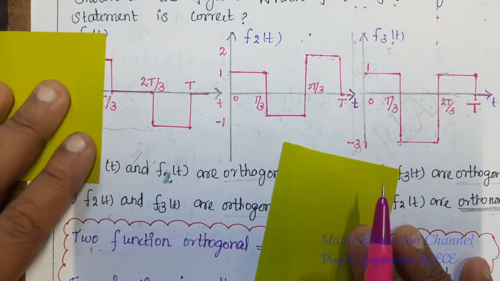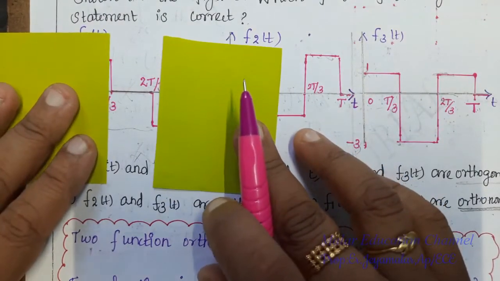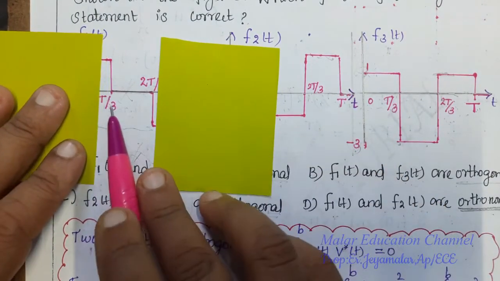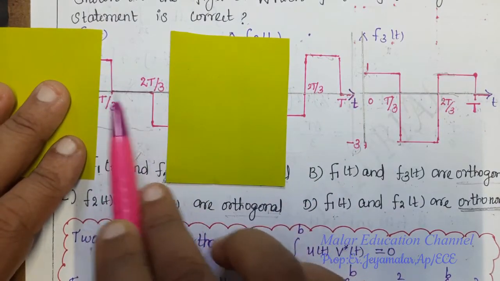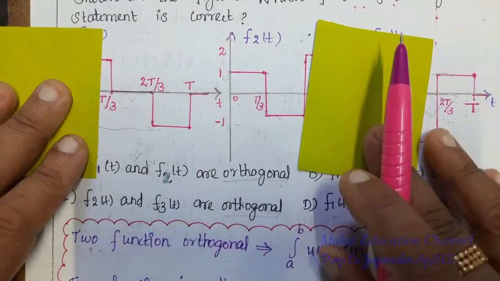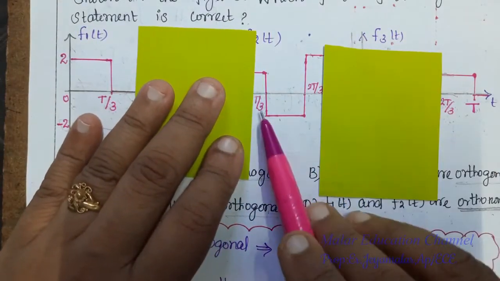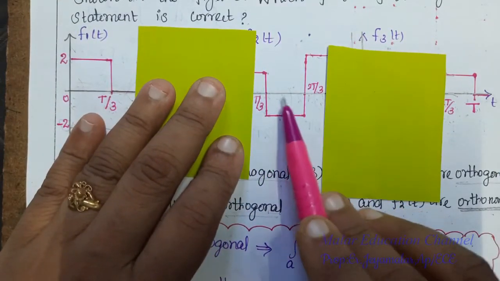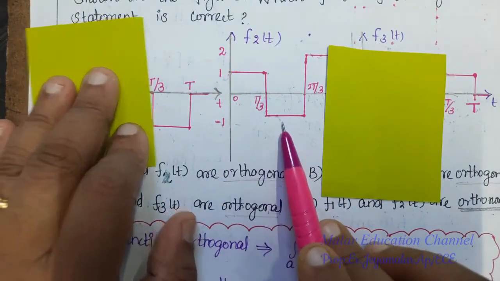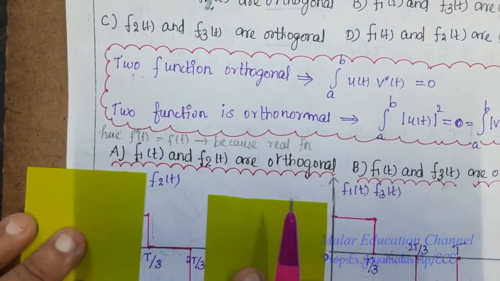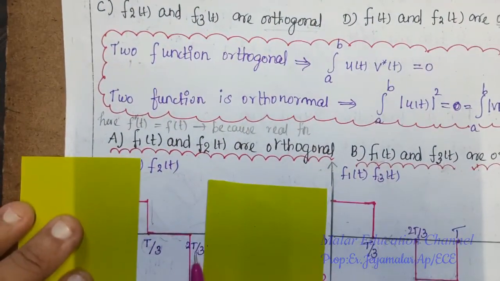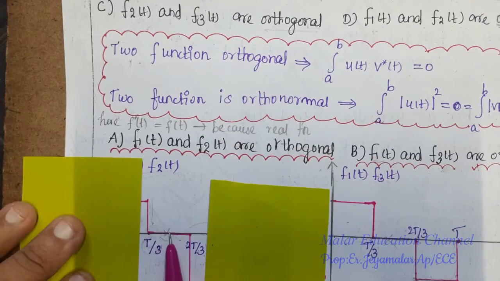See the second limit. See here, t by 3, that's the limit. See the limit, t by 3 to 2t by 3, the amplitude is 0. 0 into anything. Here the limit, t by 3 to 2t by 3, the amplitude is 1, isn't it? That's a minus 1. Anyway, 0 into minus 1 is 0, no? So here, 0 into anything is 0. See the limit, t by 3 to 2t by 3, the amplitude is 0. Next, move to the third limit.